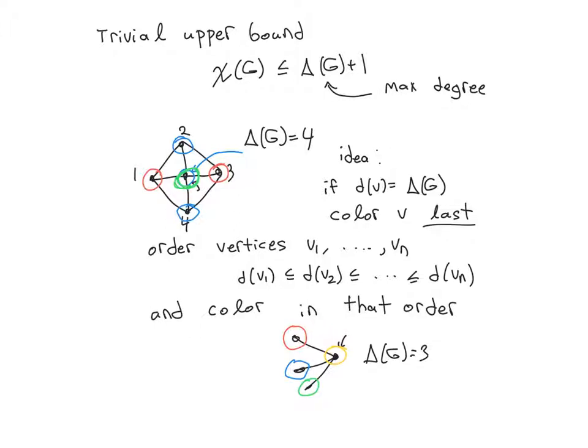However, it's worth noting in general this bound could be very, very bad. For instance, you can actually create bipartite graphs with arbitrarily large degree, but bipartite graphs only require 2 colors. So we'll find some slight improvements, but in general, getting much better than this is actually really hard.